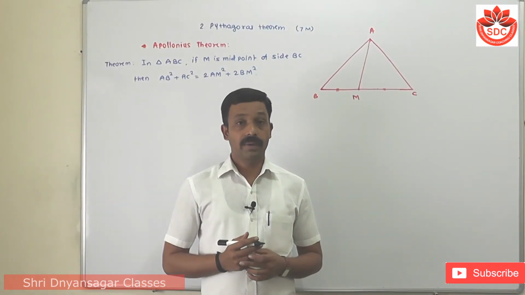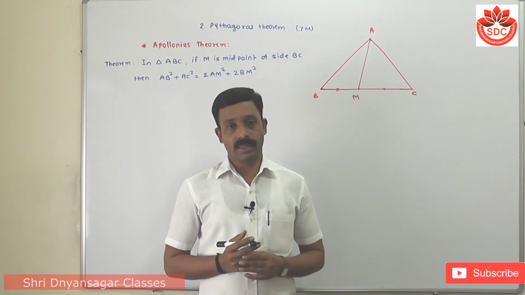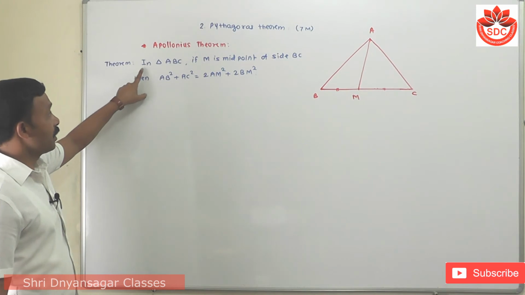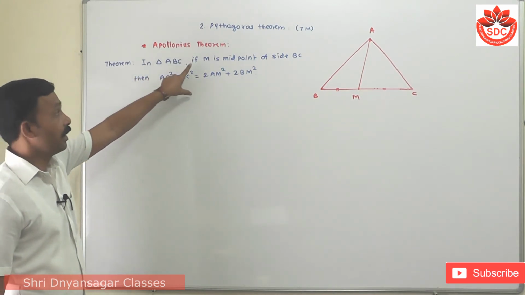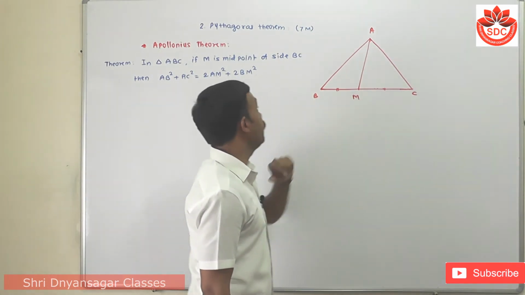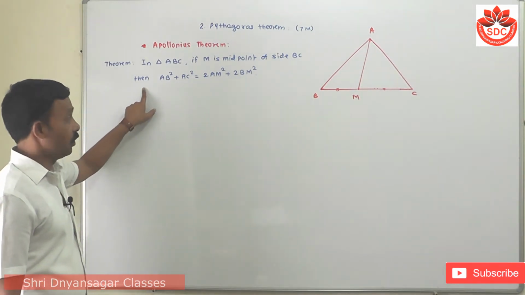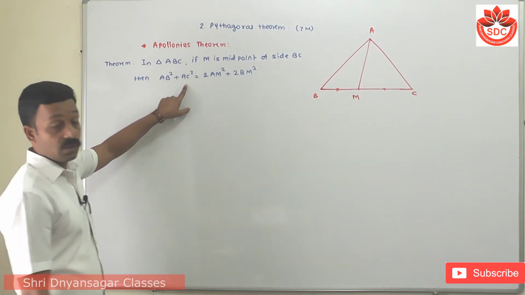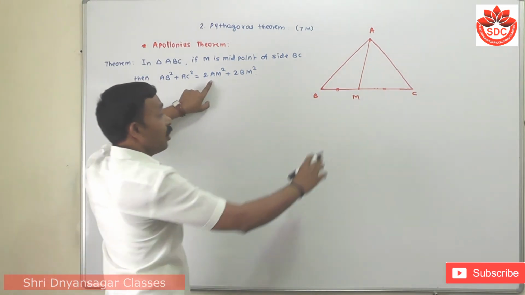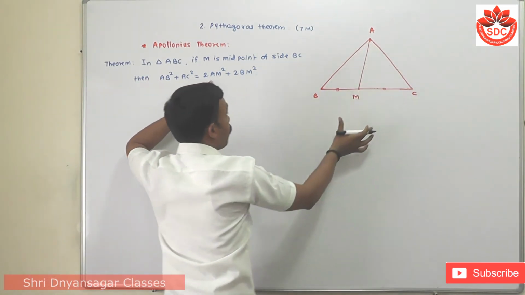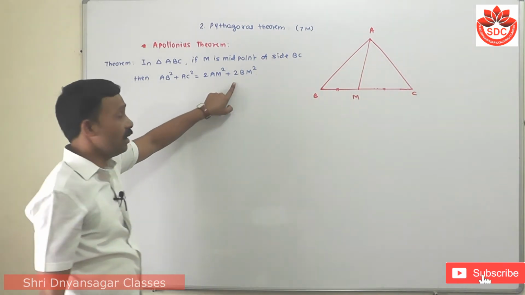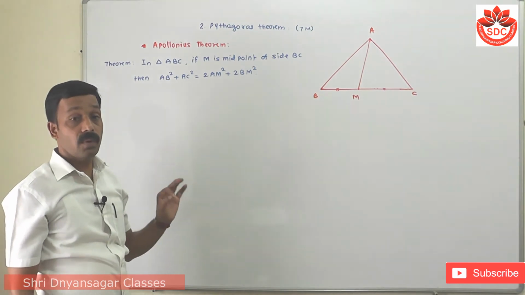Let's study the very important theorem, Apollonius theorem. Now student, Apollonius theorem is: in triangle ABC, if M is the midpoint of the side BC, then AB square plus AC square, means these two sides square, is equal to twice this median square plus twice any one part, BM or MC square. This is called the Apollonius theorem.